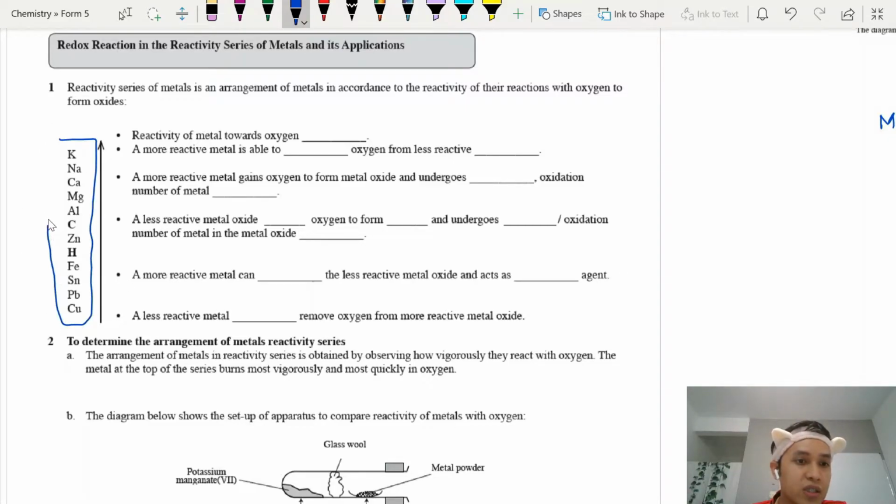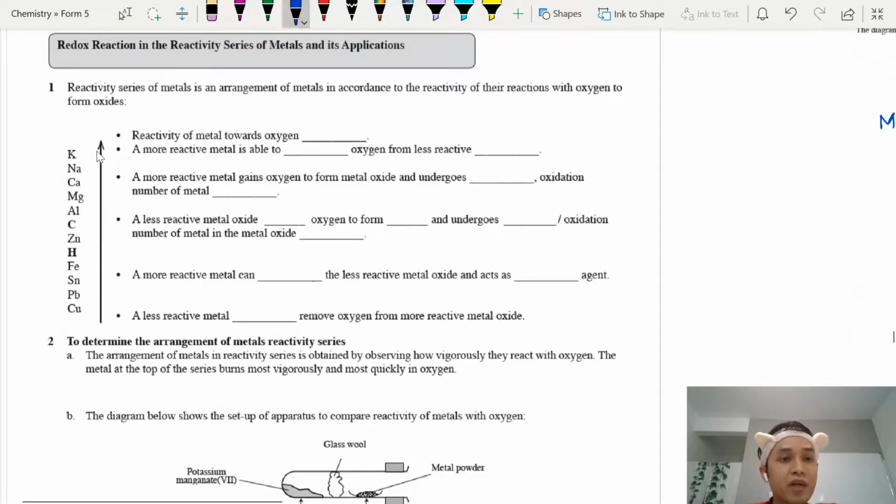I'm sure your teachers in your schools will teach you a lot of acronyms on how to memorize these things. That depends on your teacher on how they teach you to memorize. But you need to memorize the series first, before you sit for your exam. It's important that you know.